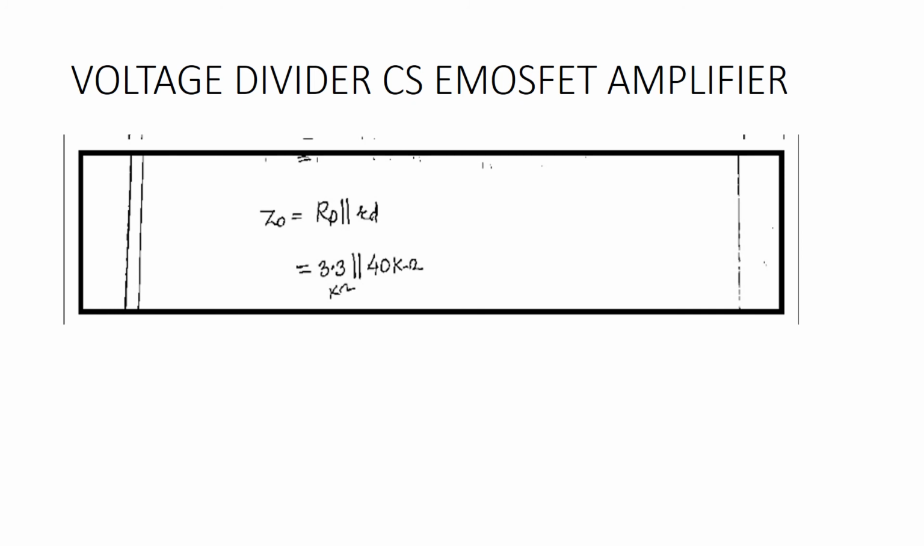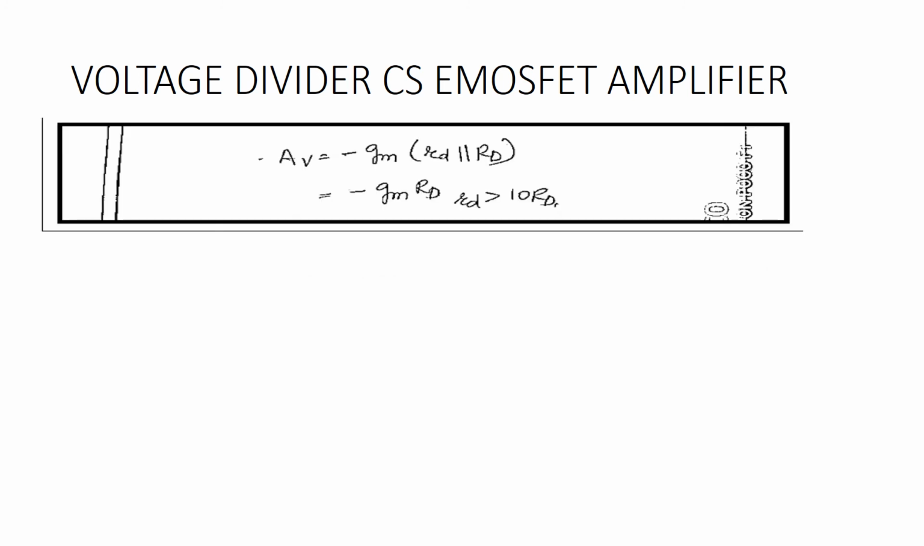Z0 is equal to the dynamic resistance in parallel with the resistance offered by the drain terminal. You will calculate this. So voltage gain is gm RD. We are writing it in general this time, so no specific values, gm RD. Why? Because the dynamic resistance is greater than 10 times the resistance across the drain terminal.